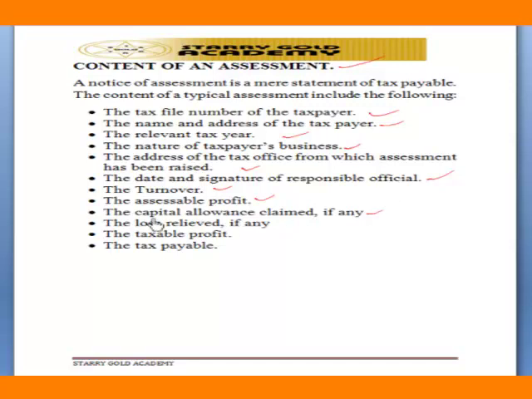We'll talk about capital allowance when we get to that part of the syllabus. Loss relief is also somewhere there. We'll look at loss relief. Taxable profits, and then the tax payable. These are what a typical assessment should include. This makes an assessment, a typical assessment, a valid assessment. All right, we move on.